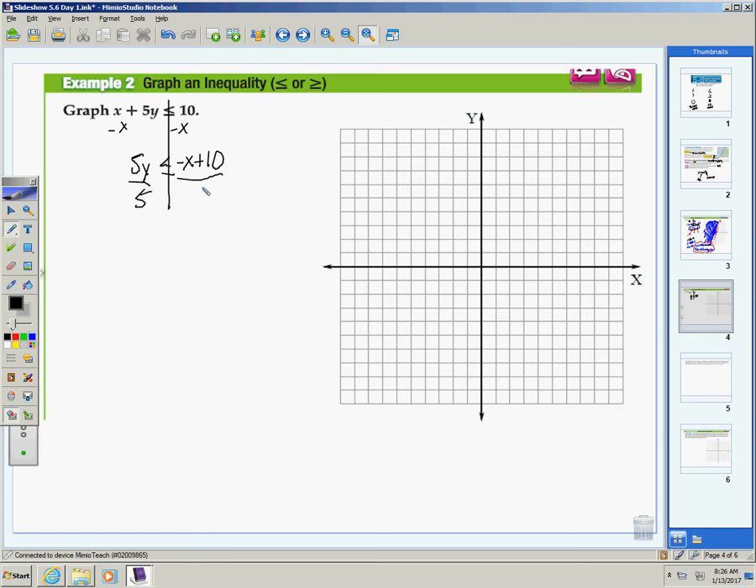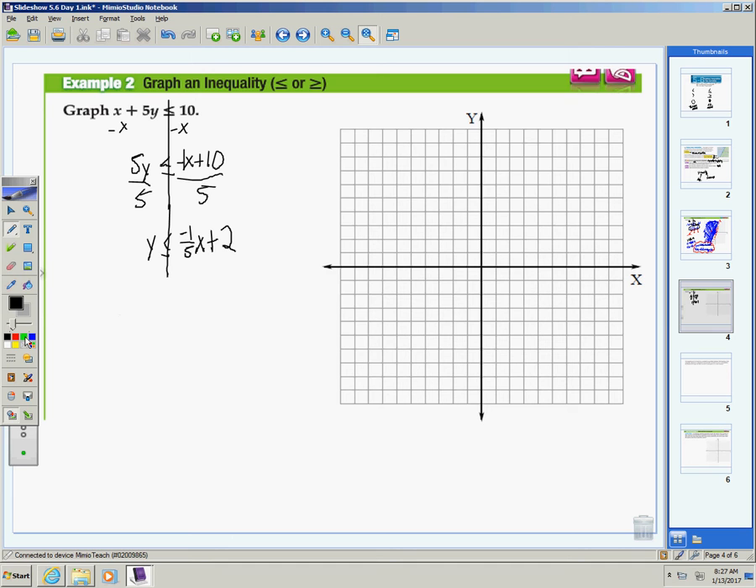And notice I've got to divide this entire side by 5. So each of these things are being divided by 5. So y is less than or equal to negative 1 over 5x, because there was like a 1 in front of the x, negative 1 over 5, plus 10 divided by 5 is 2.